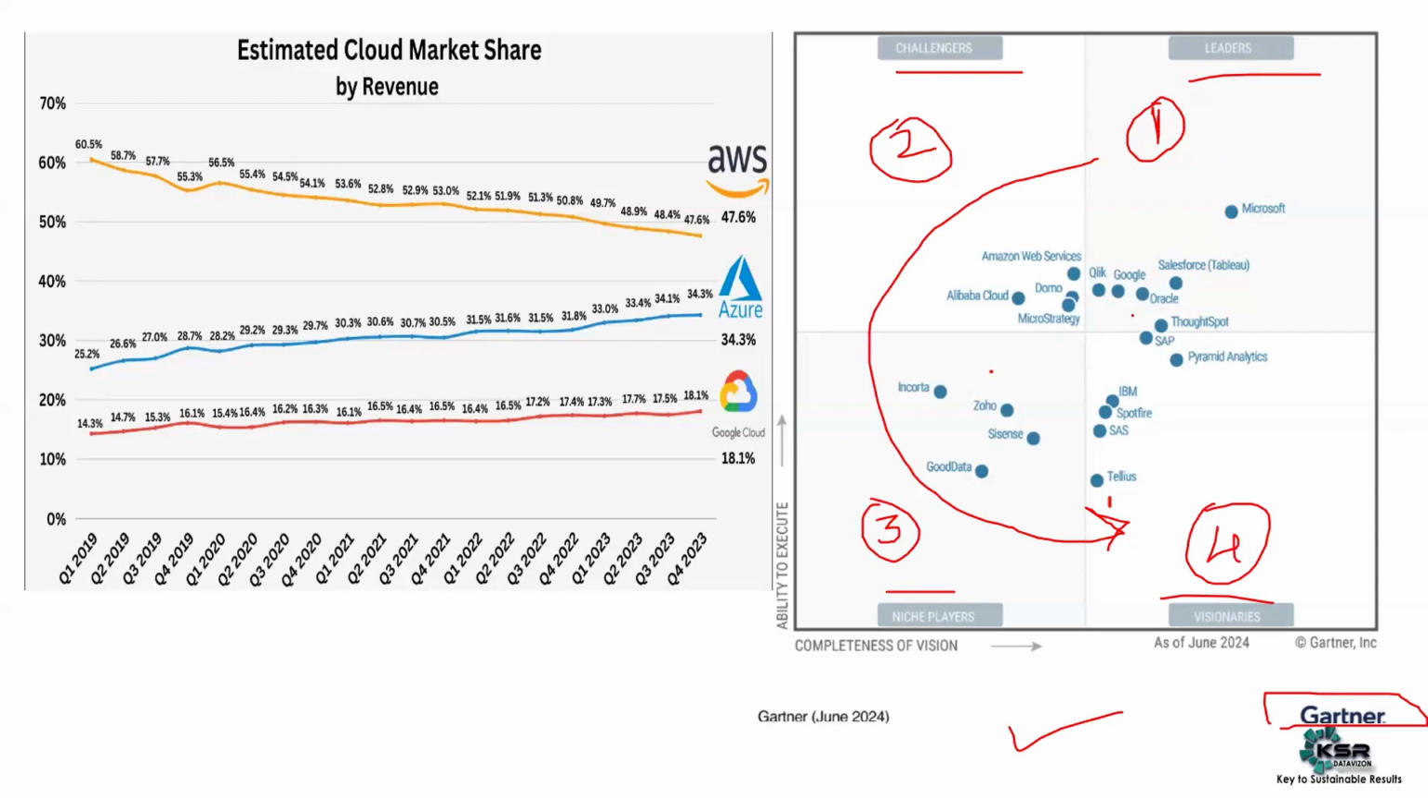Inside these leaders also, you can see Microsoft is way ahead of its competitors. The second product is Tableau, which is a product of Salesforce. Along with Tableau, there are other products like Qlik, Google, Oracle, ThoughtSpot. But in the leader segment, you can see there is a difference here. And this quadrant was generated in June 2024.